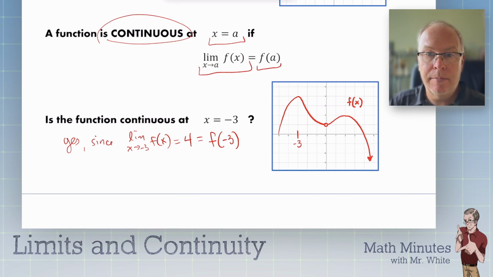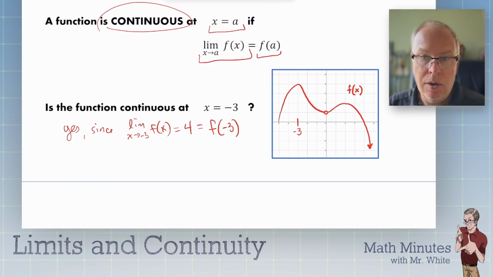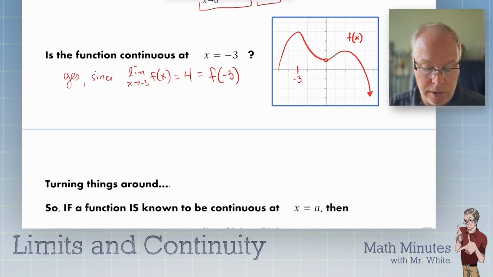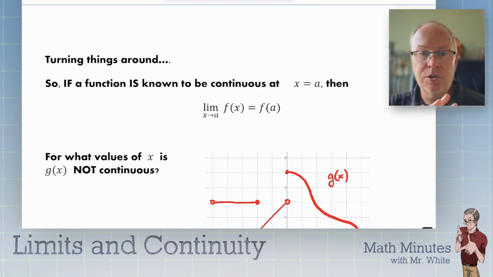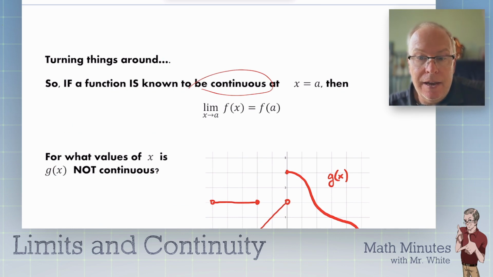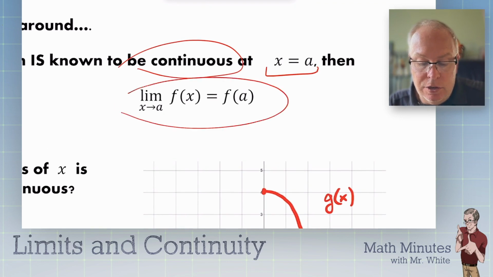So far we've been talking about continuity at a point, and we'll get to continuity on an interval in a moment. We can also turn it around, by the way. If I say, given a continuous function f, then you know at a point, if it's continuous at that point, then this has to be true. So you can work it in converse as well.